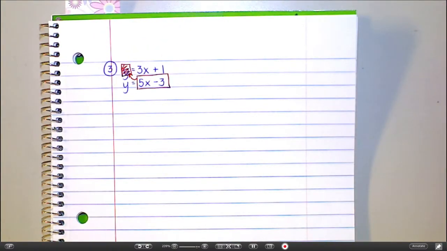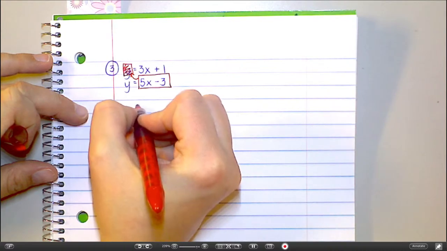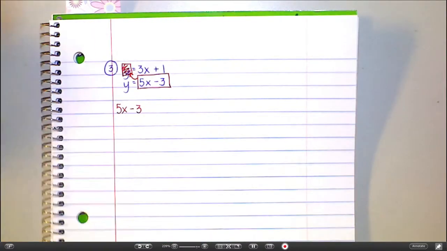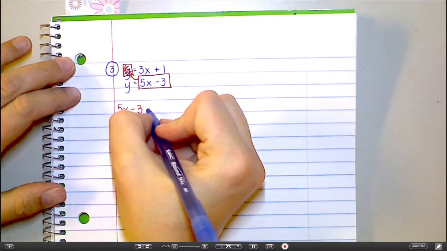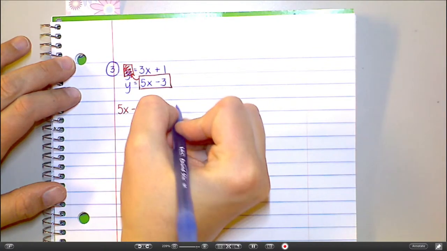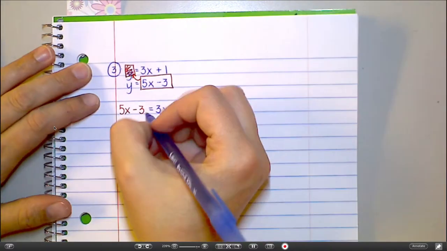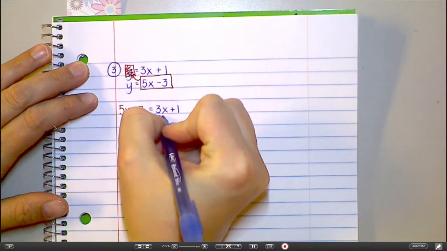Okay? So now this is going to say, using my color coding, 5x minus 3 equals 3x plus 1. Okay, so still plugging it in for y, just y is in a different place than what you're used to. Okay, what would I do first to solve this? Subtract 3x. Okay. Take away the 3x.